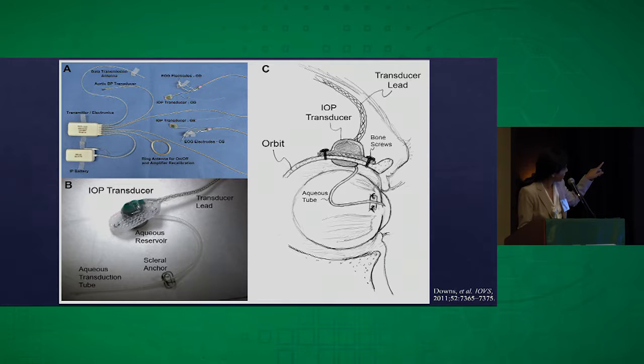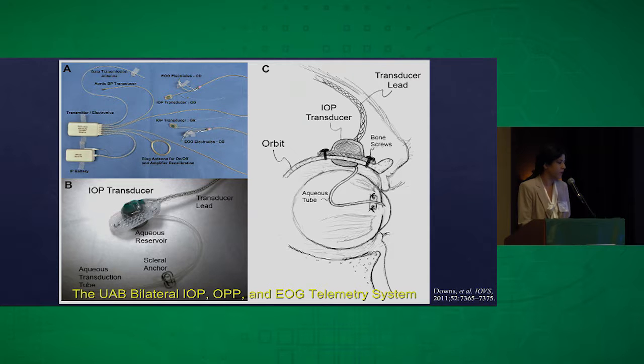The picture on the top shows the 2 IOP transducers for the 2 eyes. The transducer is screwed onto the bony wall of the orbit, and it has an aqueous tube which enters the anterior chamber. This transducer is made of a thin deformable titanium membrane, housed in a titanium casing. When the thin membrane comes in contact with the aqueous, it deforms, and there are strain gauges at the back of this membrane which read it as an electrical impulse. This is sent via the transducer lead to the transmitter and battery package, which is implanted in the abdomen.